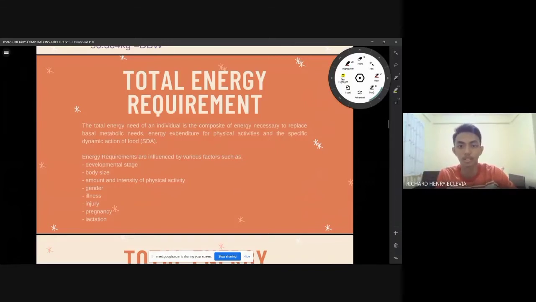So next is the total energy requirement. So TER is the energy needed of an individual. It is the composite of energy necessary to replace basic metabolic needs, energy expenditure for physical activities, and specific dynamic action of food. So TER are influenced by various factors such as developmental stage, body size, amount and intensity of physical activity, gender, illness, injury, pregnancy, and lactation.